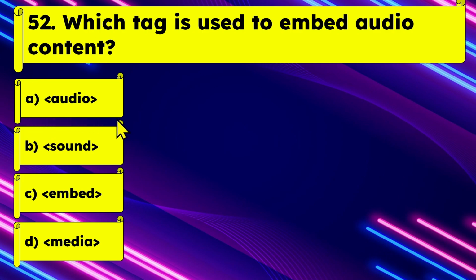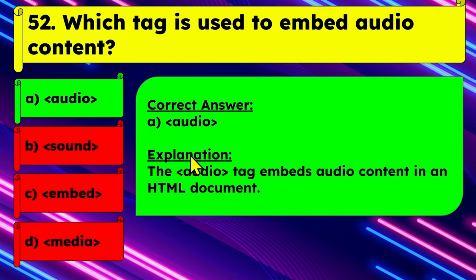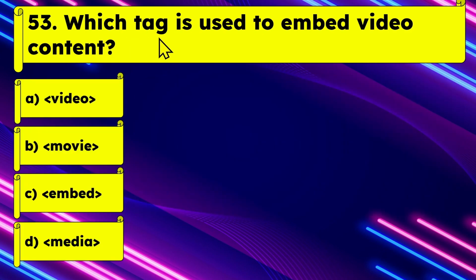Option A audio tag, option B sound tag, option C embed tag, and option D media tag. So here definitely the correct answer will be option A. As you can see, the audio tag embeds audio content in an HTML document. Our next question is, which tag is used to embed video content?